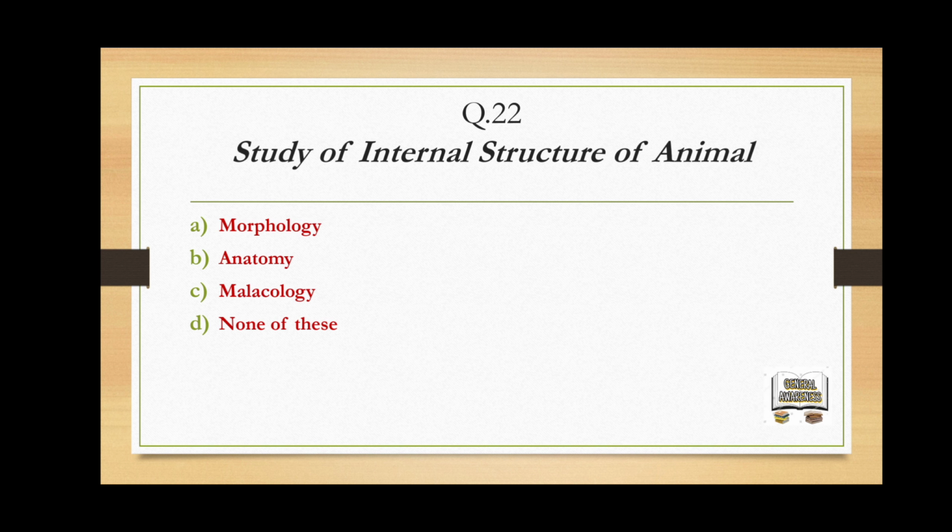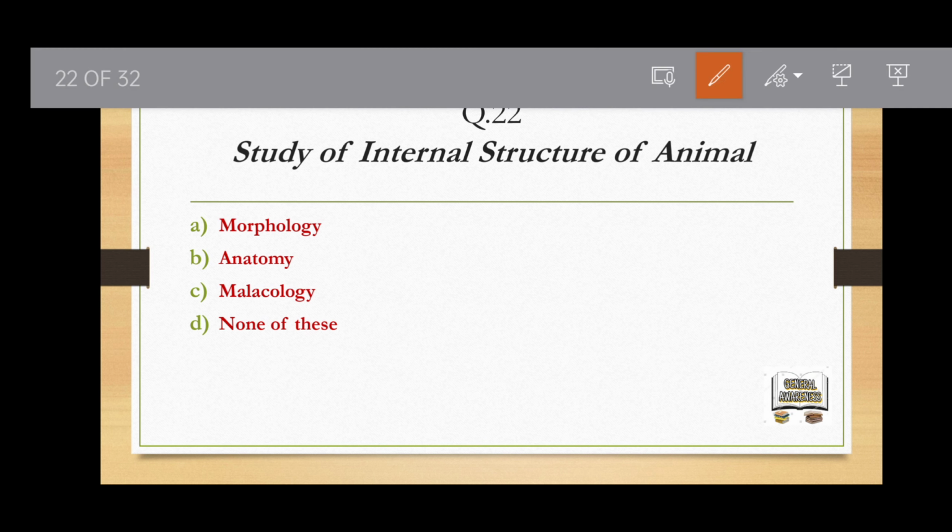Next question. Study of internal structure of animal. Option A morphology, option B anatomy, option C malacology, option D none of these. The correct answer is option B anatomy.